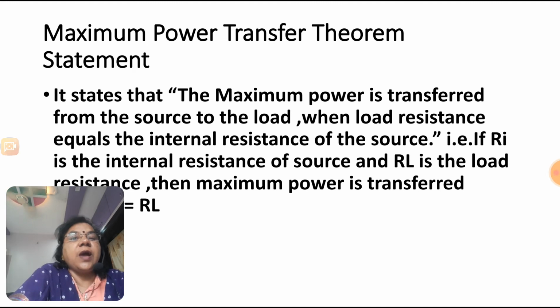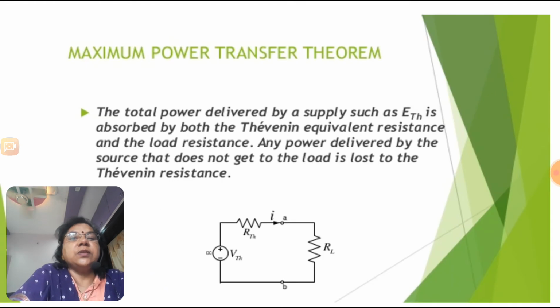That is, if Ri is the internal resistance of the source and RL is the load resistance, then maximum power is transferred only when Ri is equal to RL. Both the resistances must be the same. So this is the actual maximum power transfer theorem. In the university exam, generally the question asked is: state and prove the maximum power transfer theorem. So you have to write this statement, and this is the proof we are going to take now.